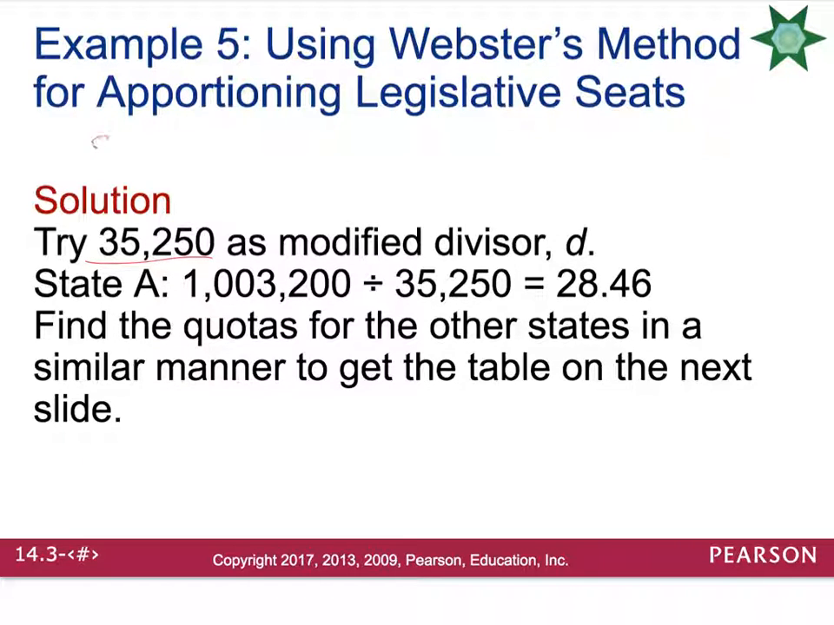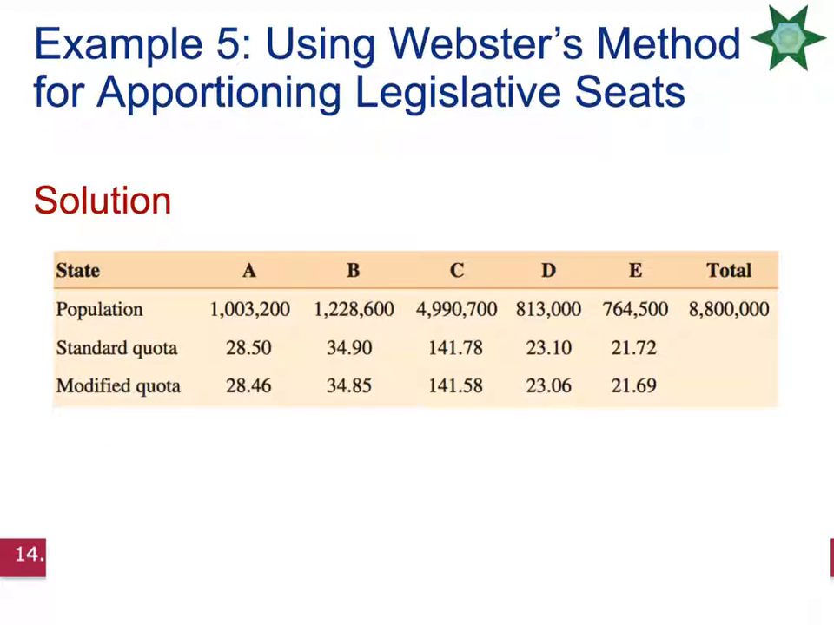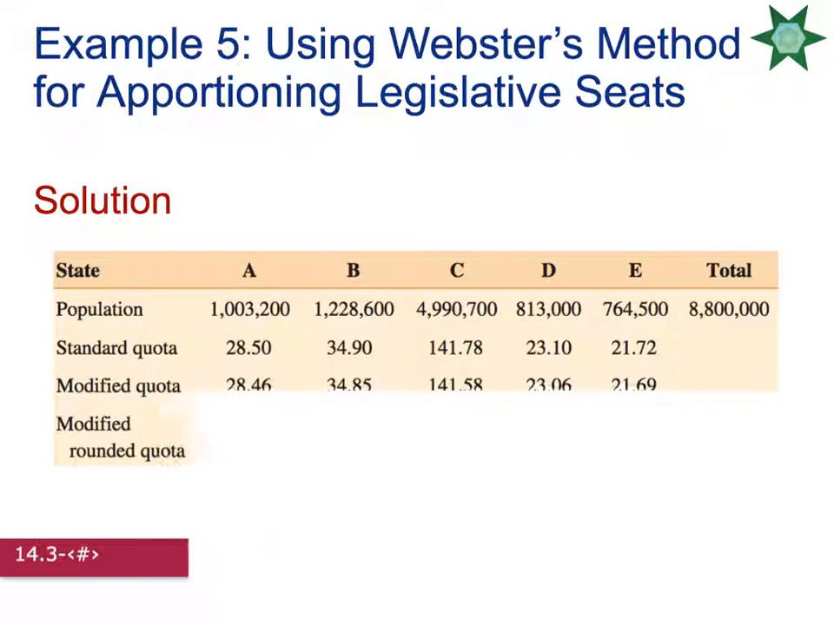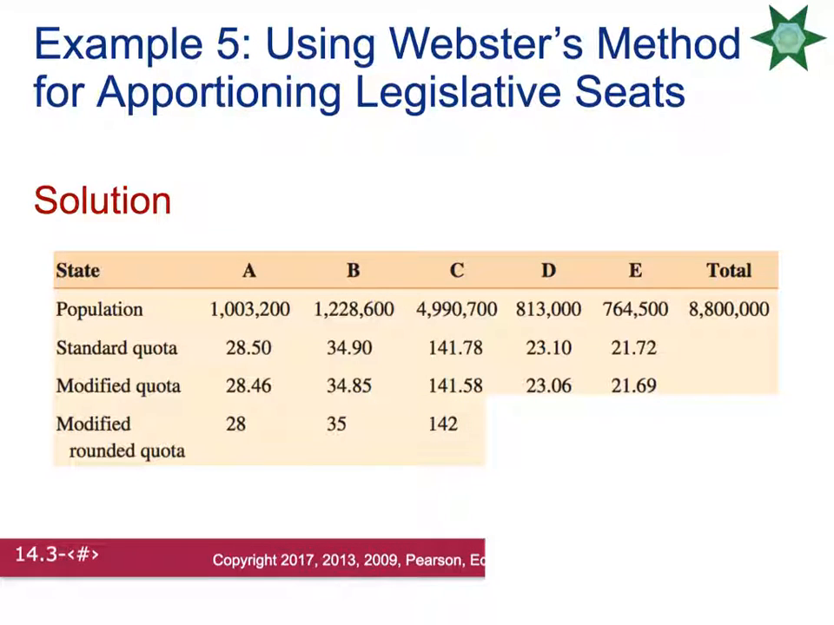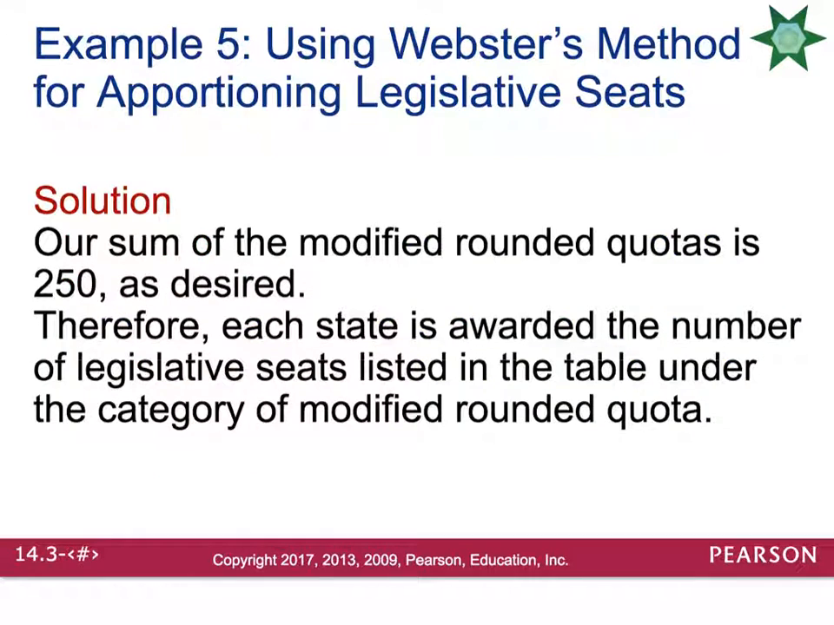Because we were too high, we need to modify our divisor to be a little bit larger. So instead of 35,200, which was the standard divisor, we're going to go up a little bit higher. Let's try 35,250. We're going to take each population divided by that divisor to see what happens. Remember, that's our standard divisor; we're using the modified divisor. So 28.46 is going to round down to 28. 34.85 will go up to 35. 141.5 will go up to 142. 23.0 will go down to 23. And 21.69 will go up to 22. And when I add those together, I get 250. So I'm going to apportion those amounts to each state. Our sum of the modified rounded quotas is 250. Therefore, each state is awarded the number of legislative seats listed in the table.